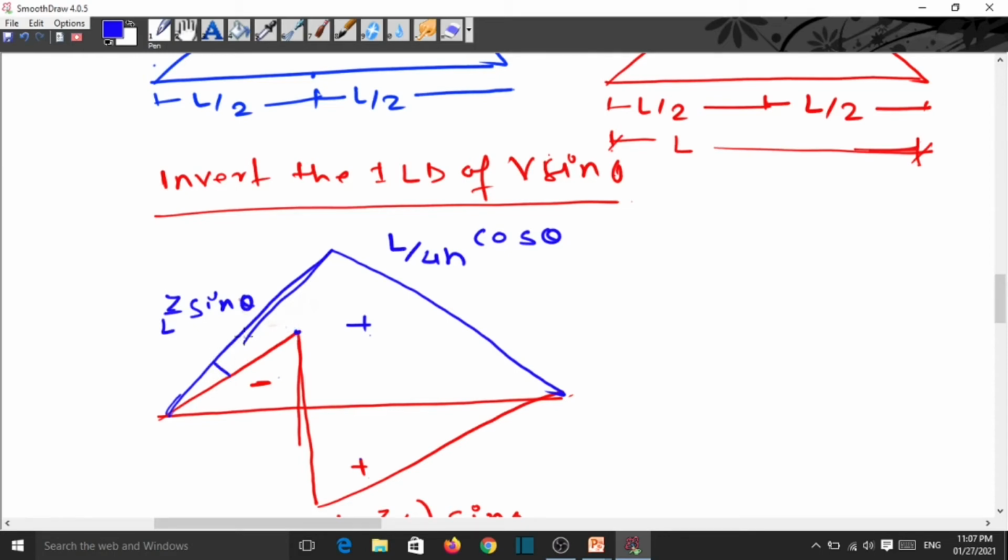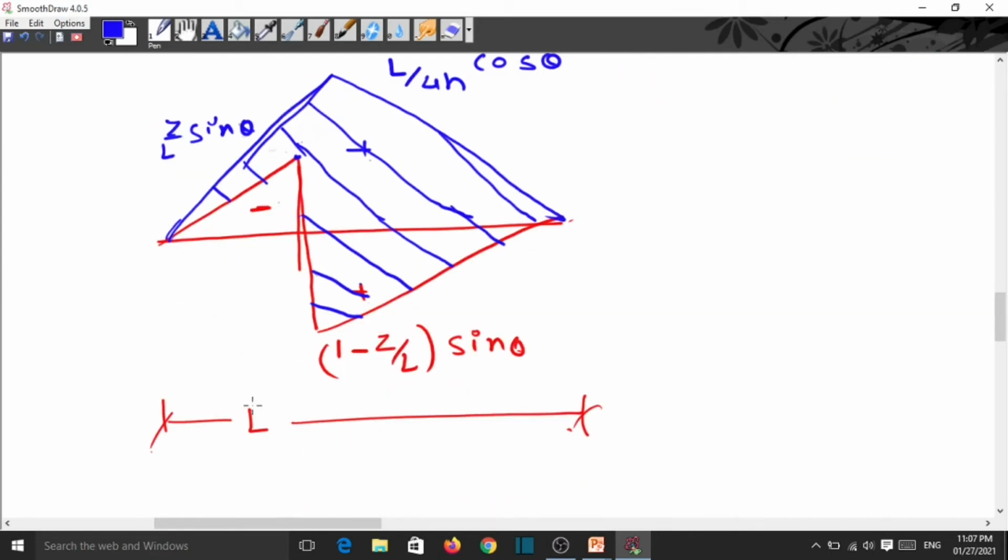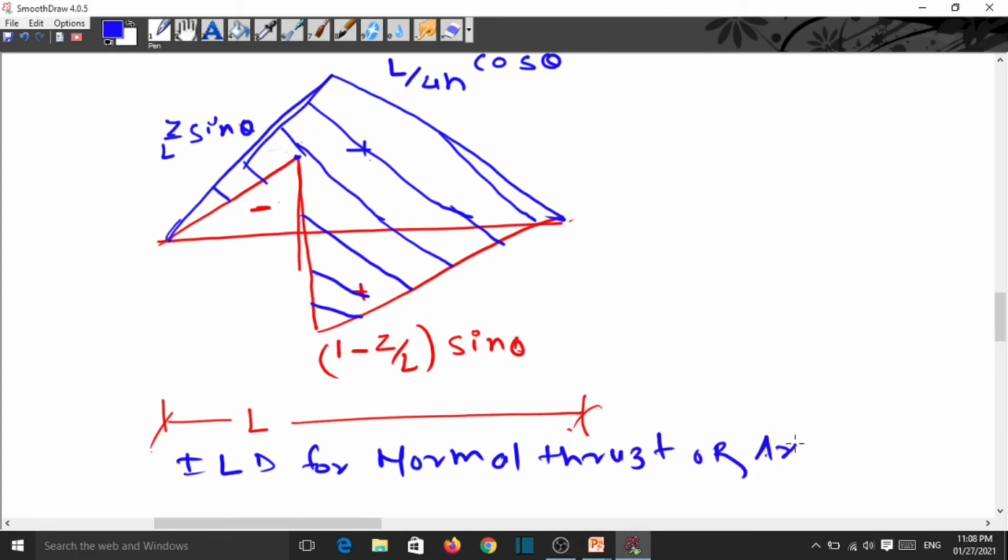So now this is our final diagram. This hatching is our final diagram. So this is the ILD for normal thrust or axial thrust, or somewhere this may be called axial thrust.